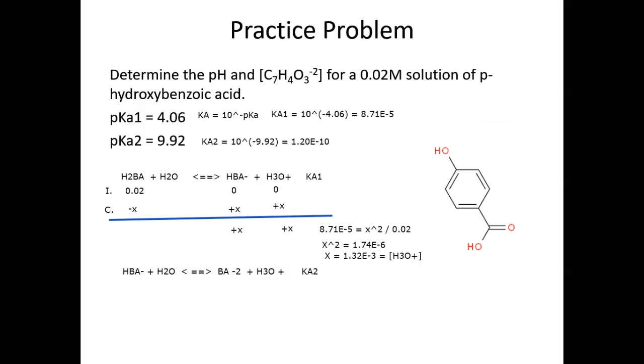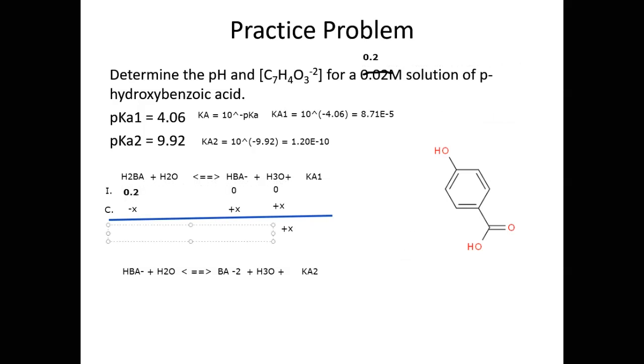Okay. Instead of 0.02, let's make it 0.2. So we're going to do a 0.2 molar solution. The reason I'm changing is because when you have 0.02 molar, your 5% rule fails because you ionized 6.6%.